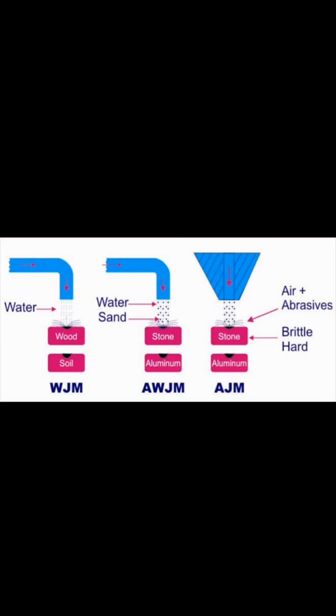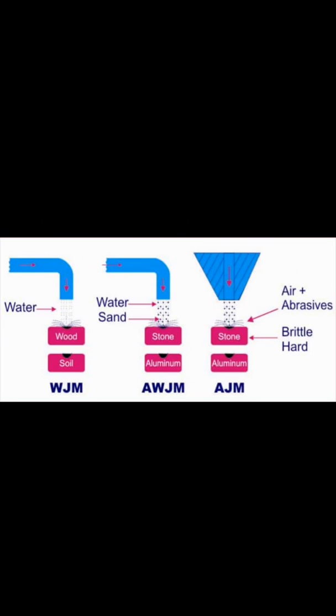This diagram simply shows the difference between water jet machining, abrasive water jet machining, and abrasive jet machining. First, in water jet machining you can see that only water is forced on the workpiece. Here the workpiece is in the form of wood, stone, soil, and aluminium. So in water jet machining only water is forced on the workpiece.